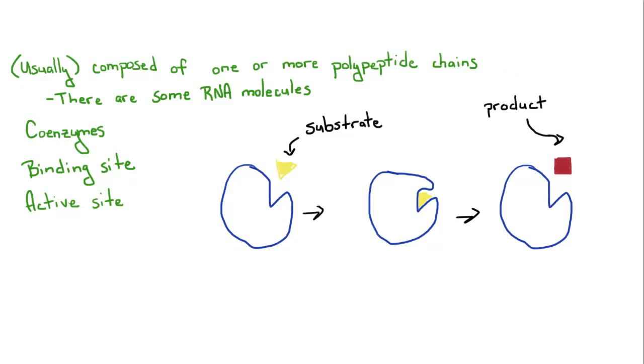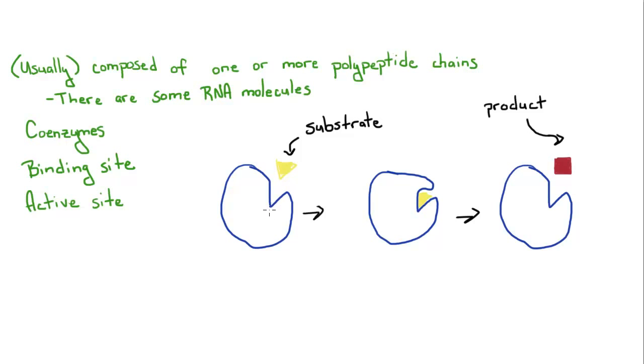Enzymes are normally composed of one or more polypeptide chains. This means they are normally proteins. However, there are some RNA molecules that act as catalysts. Anyways, the basic structure of an enzyme is you've got your enzyme here, you've got the binding site there, and then you've got the active site.